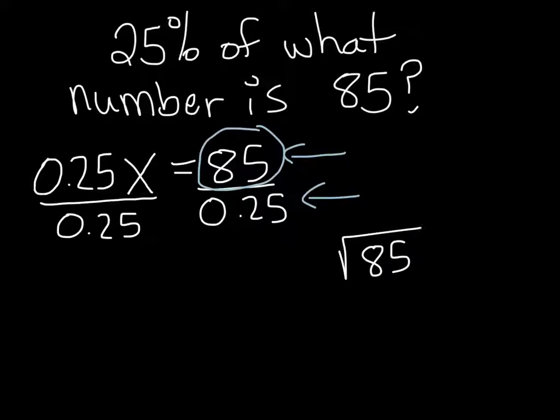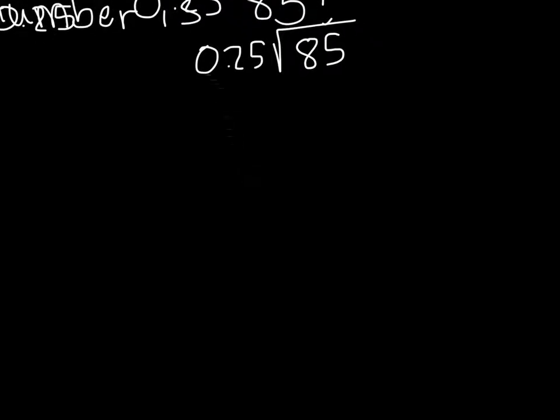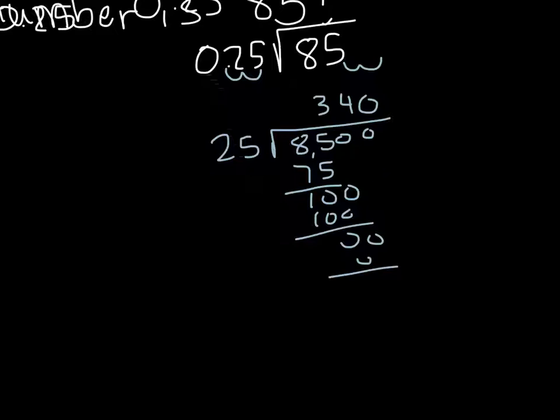85 divided by 0.25. Well, I know I need to make this 25, right? Let me get me some work room here. So I'm going to move the decimal point over twice in both numbers. So I'm going to get 25 into, let's see, 8,500. Yep, got that right, I think. So 25 goes into 85 3 times, got a 75, 10 left over, bringing down the 0, got a 4, nothing left over, bring down the 0, it goes in 0 times. And so this would seem to indicate that 340 would be the exact answer, right?